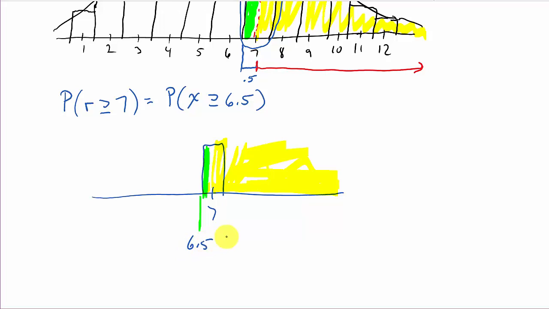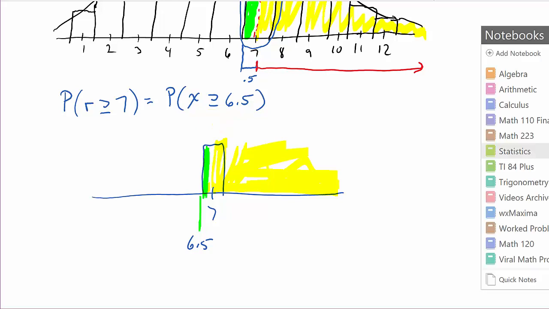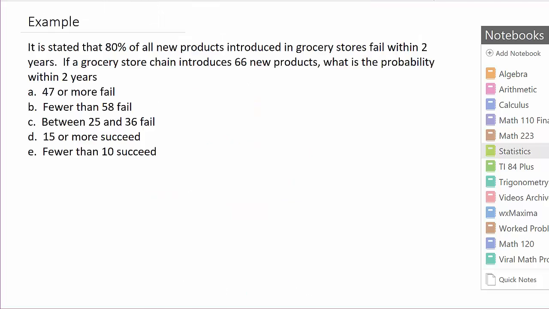And that's what I'm talking about when I say just sketch it real quick. Just sketch that one box that you need. If it's between two numbers, well, sketch each number and put a box over it. And we're going to do that in the examples. So let's go ahead and get started on the example.